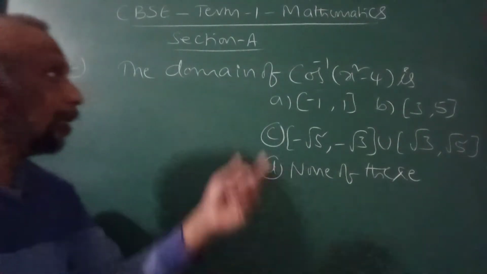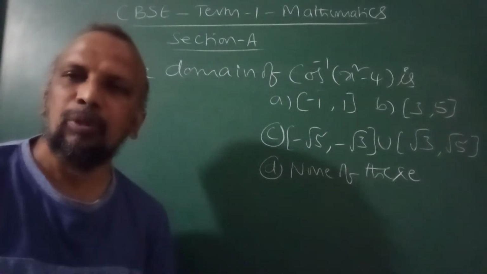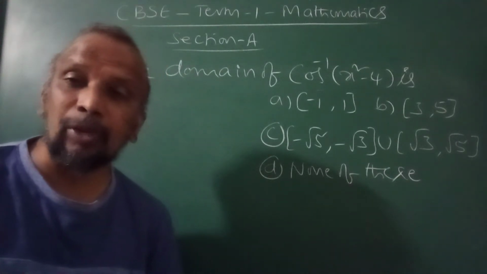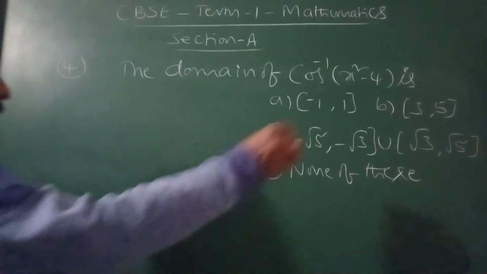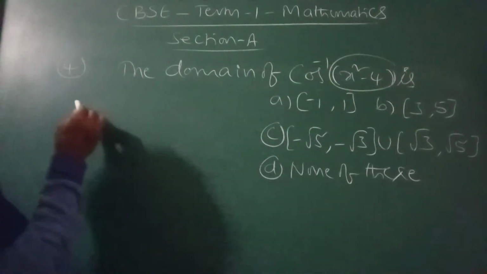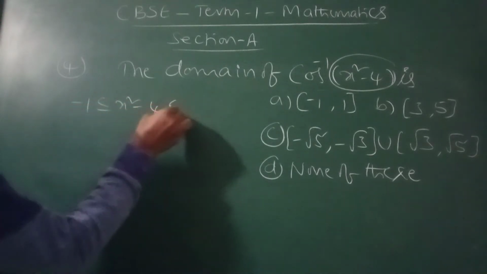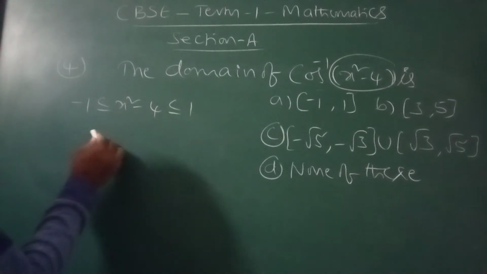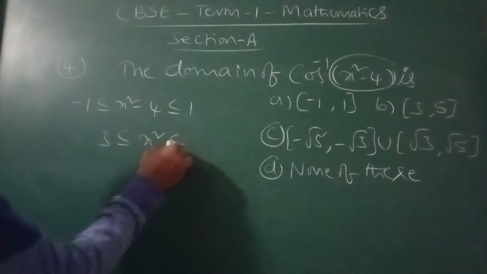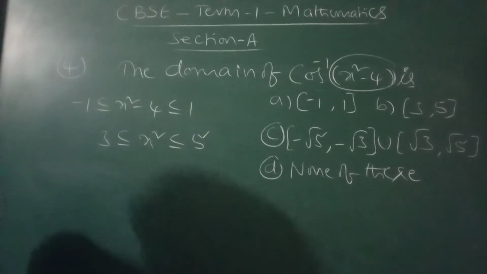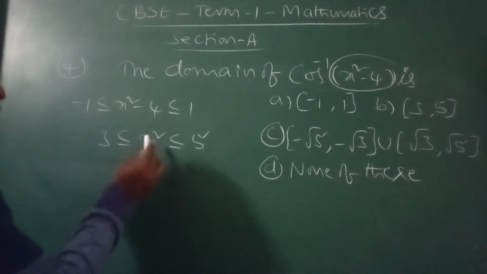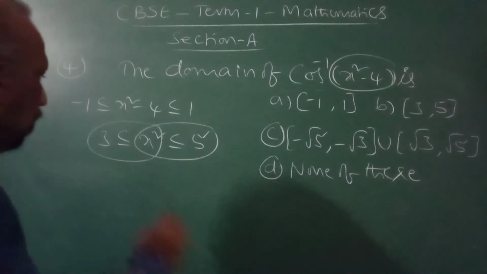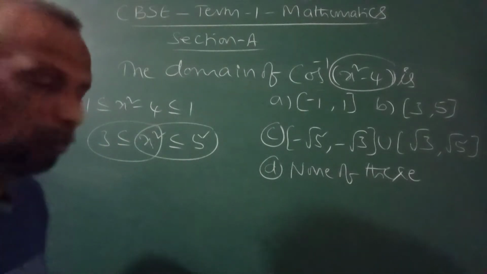They are asking the domain of cos inverse of x square minus 4. We know that the domain of cos inverse x lies between minus 1 and 1, including minus 1 and 1. So x square minus 4 lies between minus 1 and 1, including both. Now if I add 4, it comes 3 less than or equal to x square less than or equal to 5. I can make it two inequalities and discuss each.